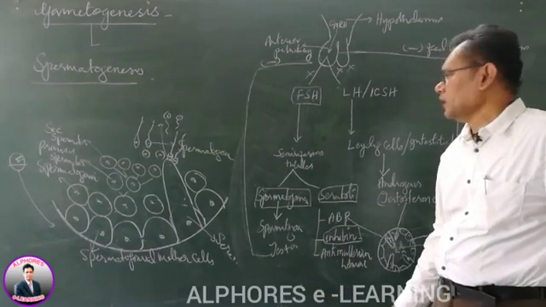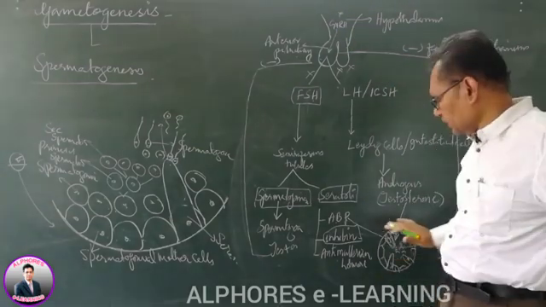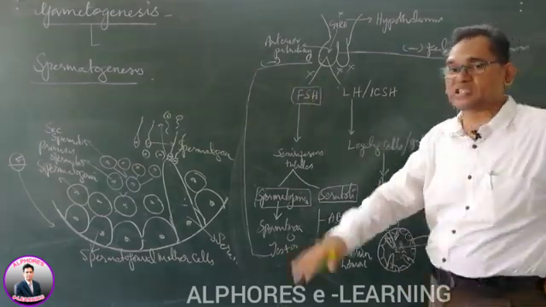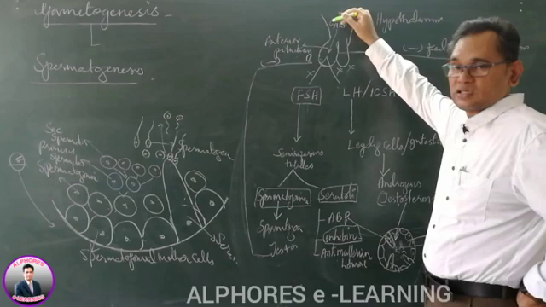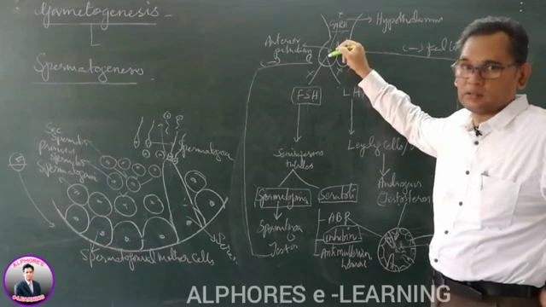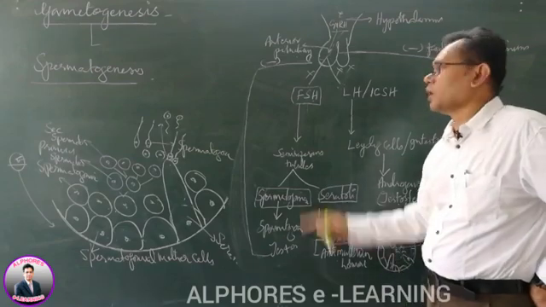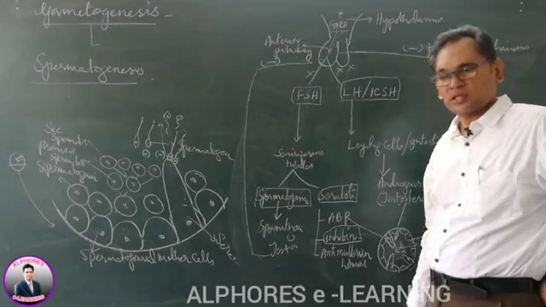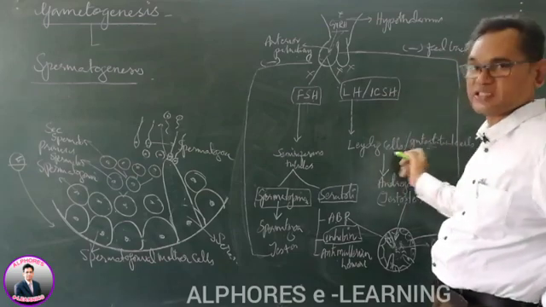Then at the anterior pituitary, GnRH is not released, which maintains the spermatogenesis. This is how the hormonal feedback mechanism works. Simply, this is the hypothalamus releasing GnRH, gonadotropin releasing hormone, into the anterior pituitary. The anterior pituitary will release two hormones. What are those? Gonadotropins, FSH and LH. LH is also called ICSH, interstitial cell stimulating hormone, because it stimulates interstitial cells.